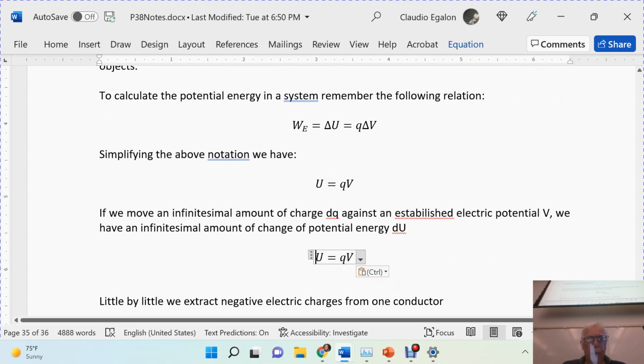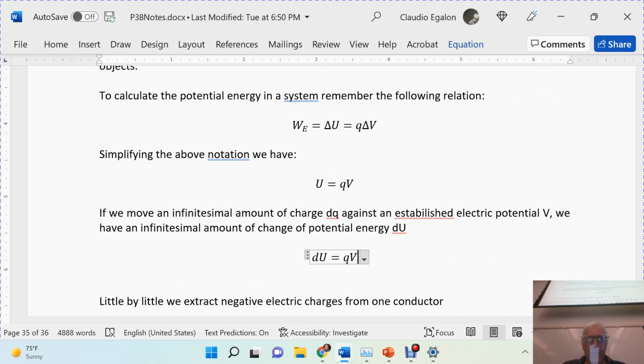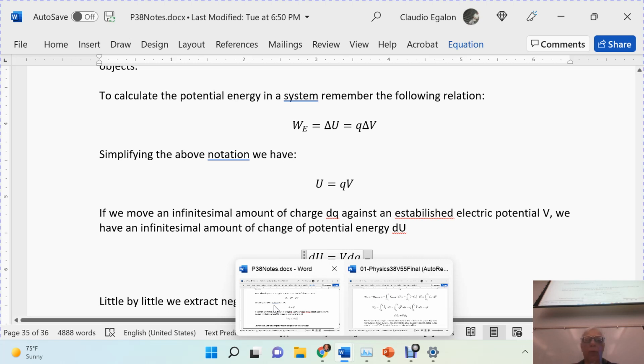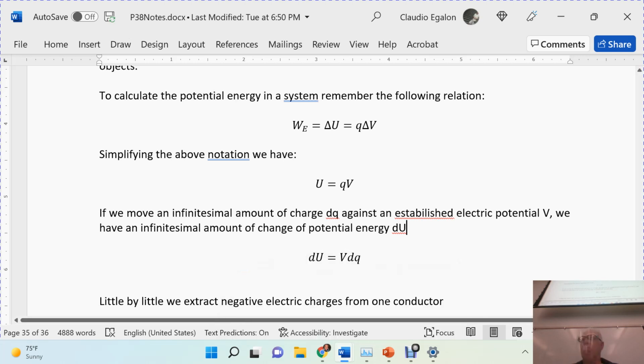dU we can here write down as being V times dq. Okay? How do we go further than that? I haven't found a relation yet. How can we get out from this spot and calculate the total energy? Oh, well, you have to integrate both sides, right? But then after integrating both sides, what else do you do?